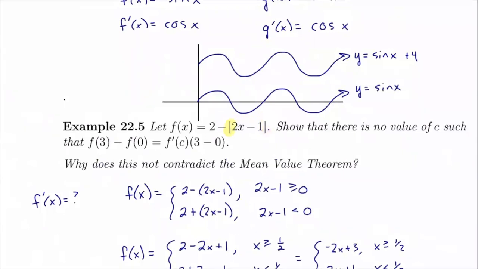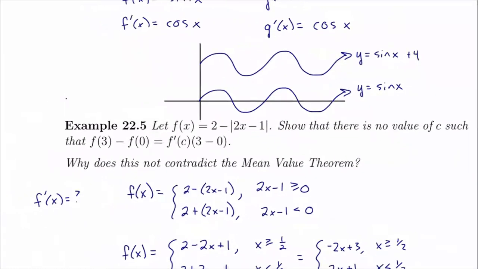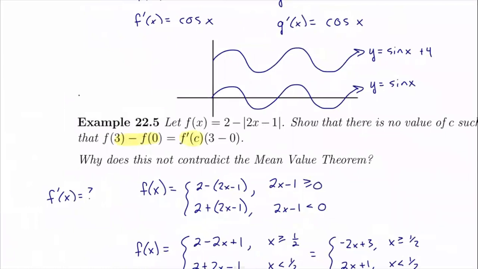Anyway, show that there is no value of c such that f of 3 minus f of 0 equals f prime of c times 3 minus 0. In other words, show that we cannot find a c value as guaranteed by the mean value theorem. Okay, well, let's get to work on this.